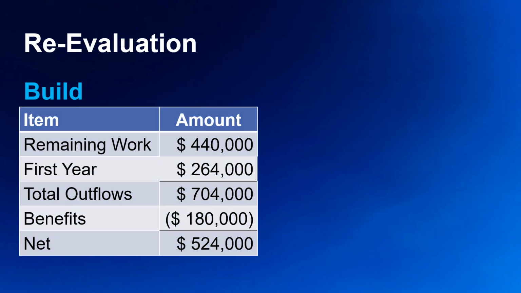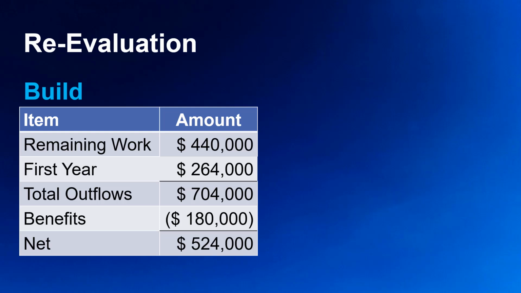The remaining cost for the project to complete is $440,000. The first year cost of operation is $264,000. Your bosses want to know and include the first year cash expense. That is the executive team's primary concern. So that's a total outflow of $704,000.